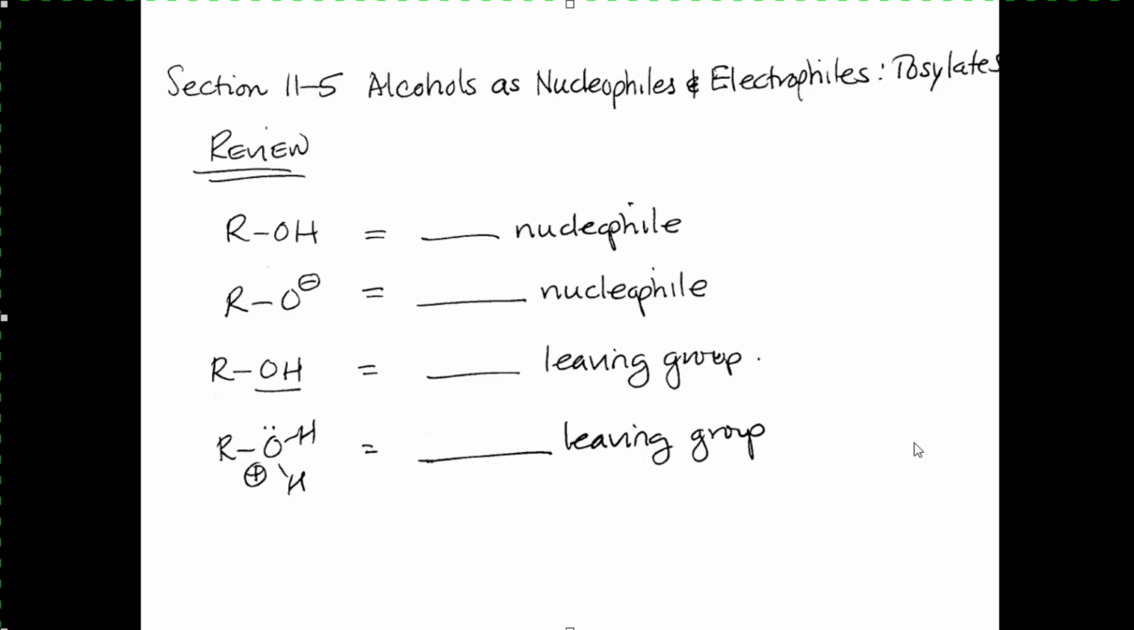Okay, as we work through chapter 14, we want to pick up with the idea of turning an OH group into a good leaving group. So before we do that, let's just go back and review a little bit in terms of alcohols and alkoxides and also oxonium ions.